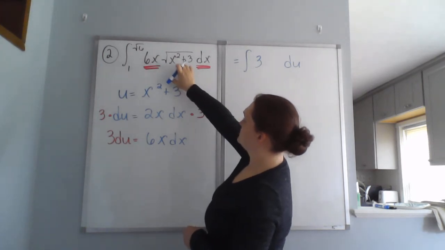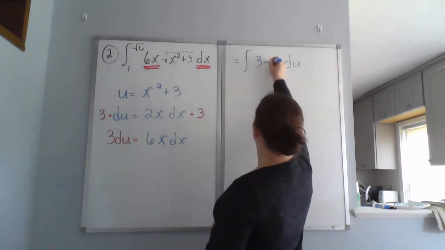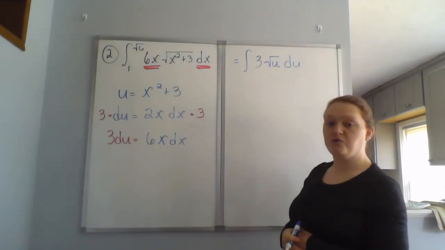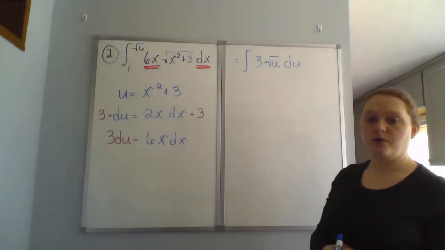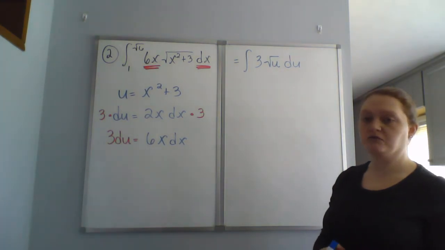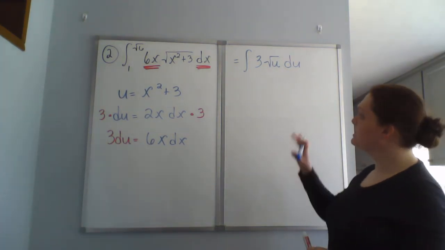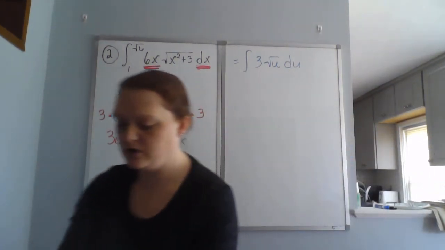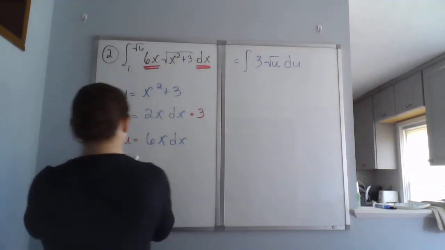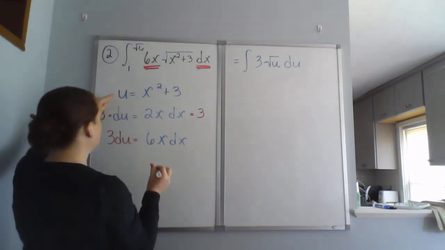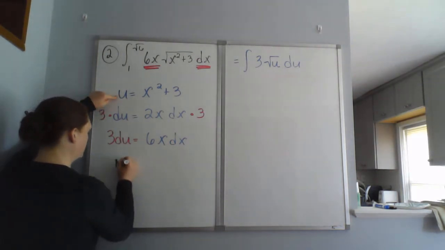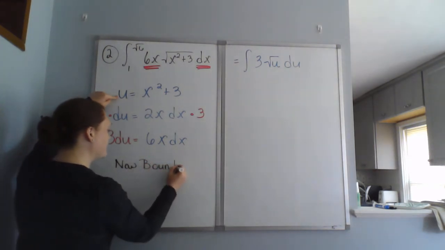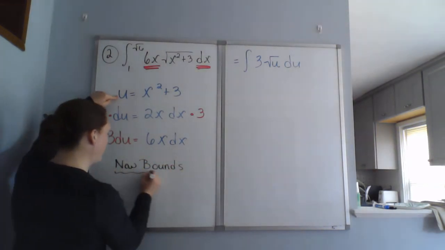The x squared plus 3 is a u, so I have the square root of u left. Okay? So then it would be rewrite it with a fractional exponent. Go ahead and find the antiderivative using the power rule. Okay? But before I do that, I want to show you the idea of the new bounds again. So back over here, we could use the original u equals to calculate some other bounds so I don't have to go back, okay?